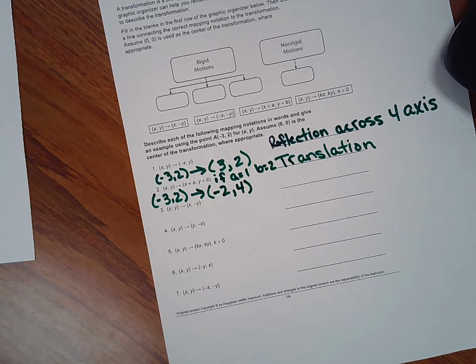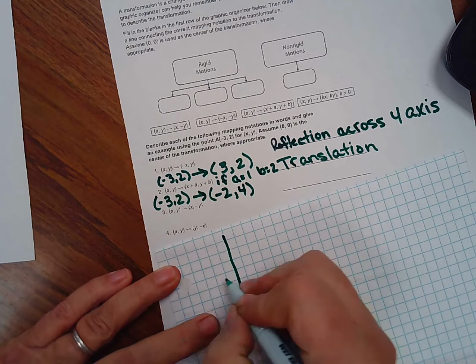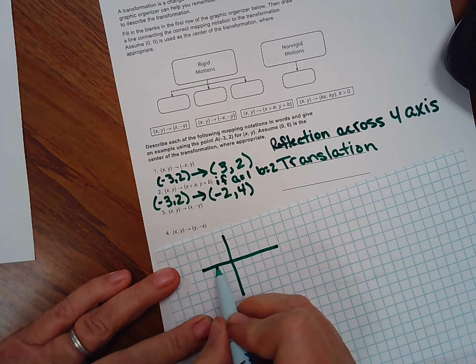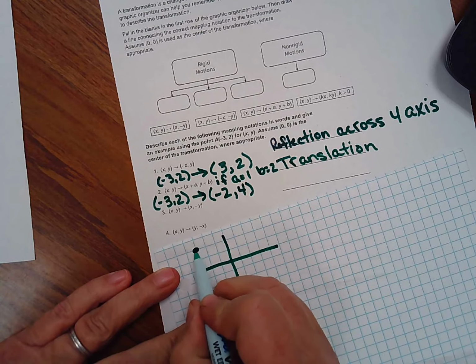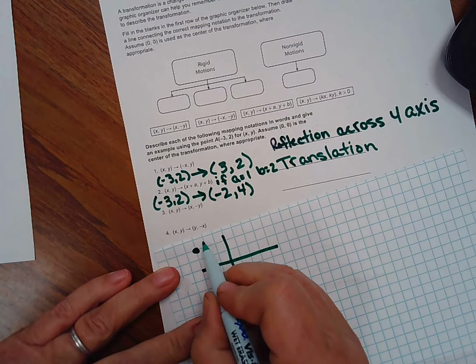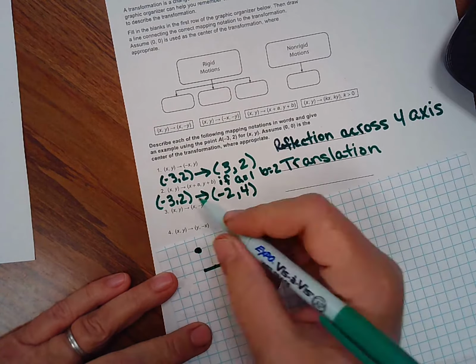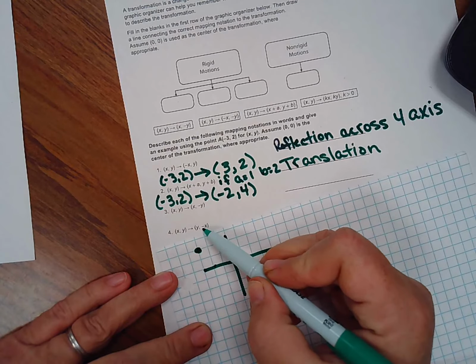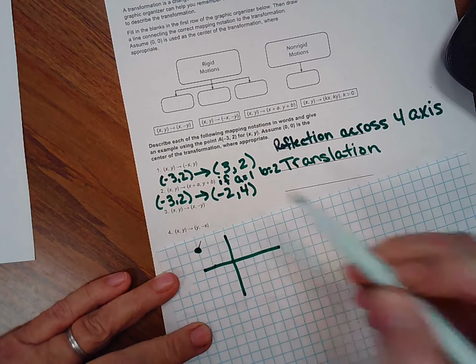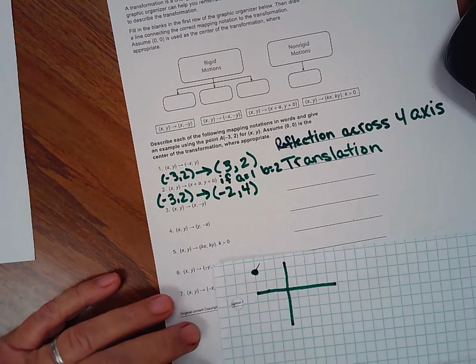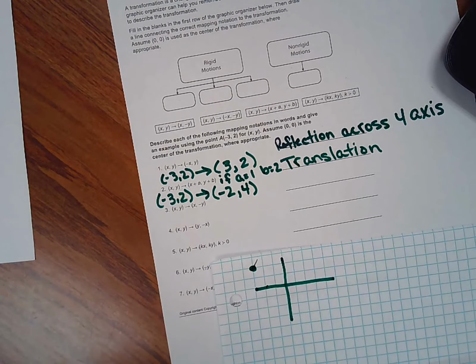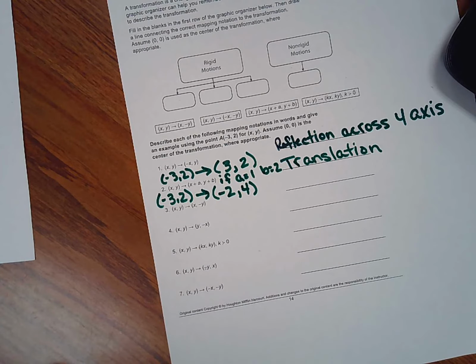So it would go from -3, 2 to -2, 4. So let me show you that one. -3, 1, 2, 3, 1, 2 goes to -2, 1, 2, 3. I would have not gone high enough, but it's going to be just off the chart here. -2, 4. It's going to be right up here. So it slid from here to here. Okay, so that is a translation. When it slides, it's a translation, and that's what it did.